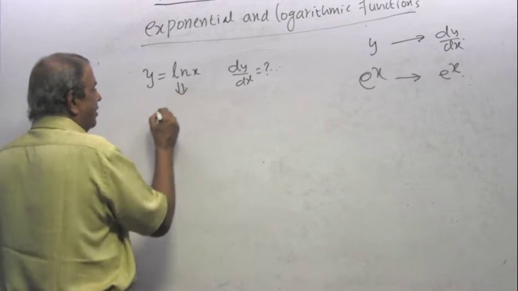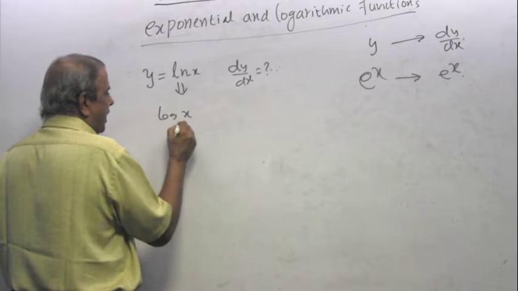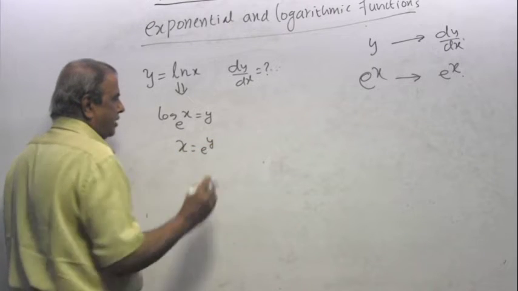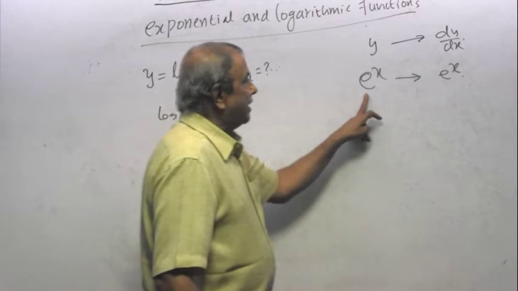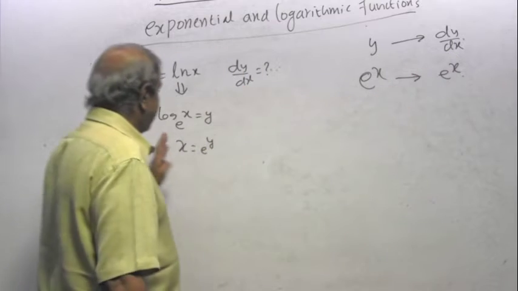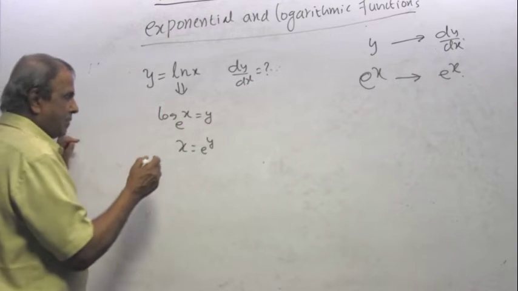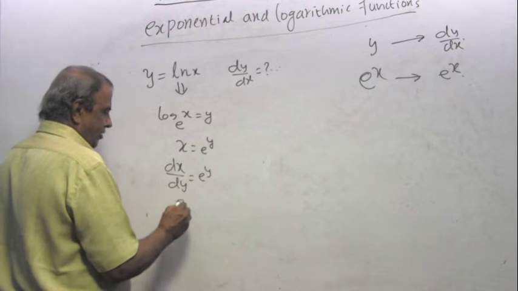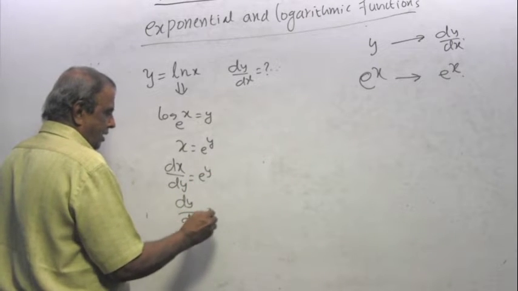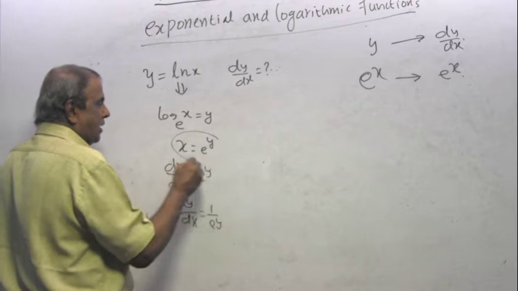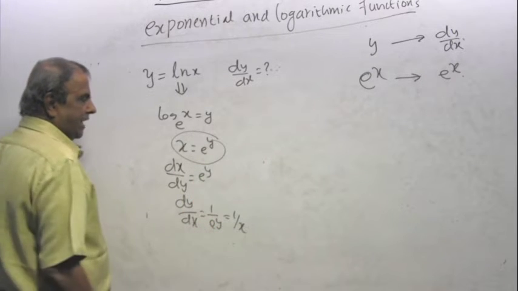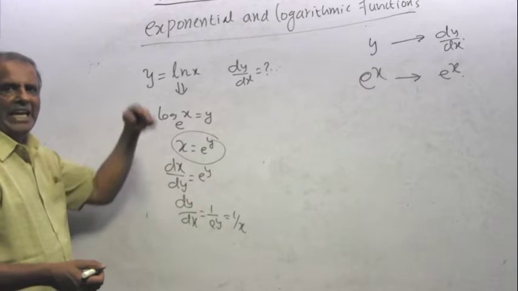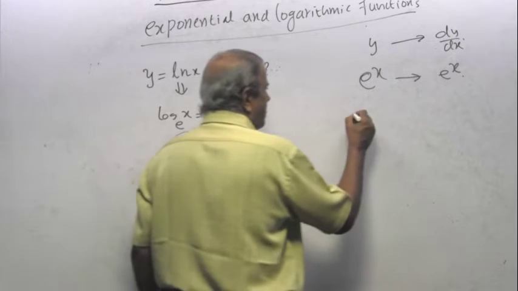So from here, do you agree log x to base e is y? So x equals e power y. Look, y equal to e power x, you differentiate with respect to x. X equal to e power y, can't I differentiate with respect to y? So dx by dy is e power y. So what is dy by dx? 1 over e power y. But what is e power y? x. That's how you get the derivative of ln x, or log x to base e, which is 1 over x.